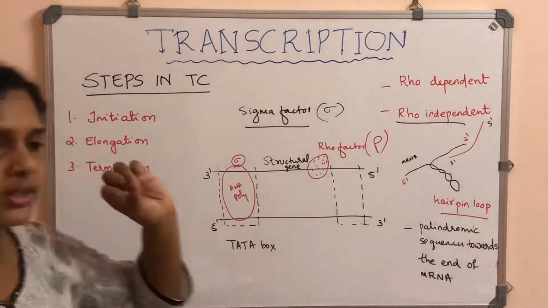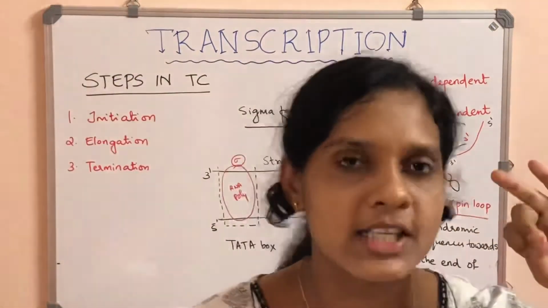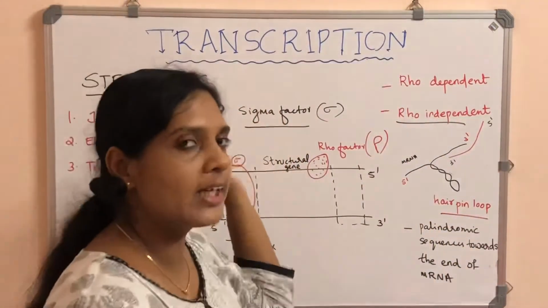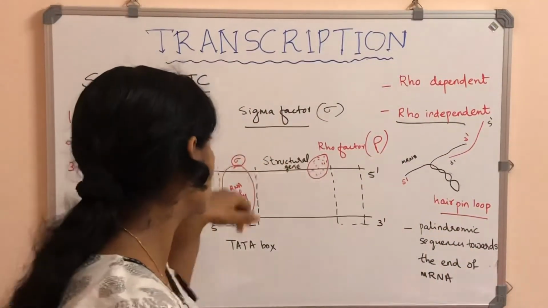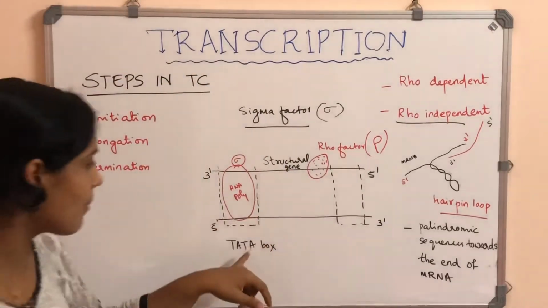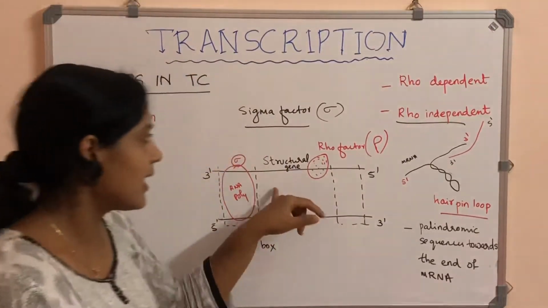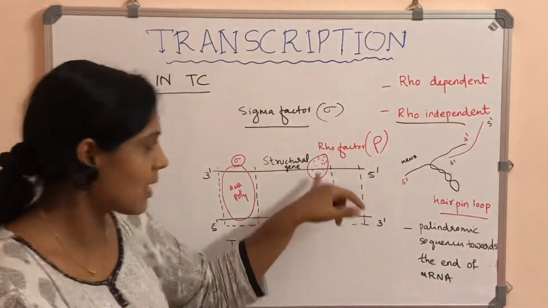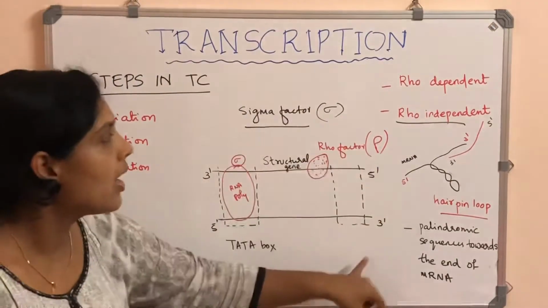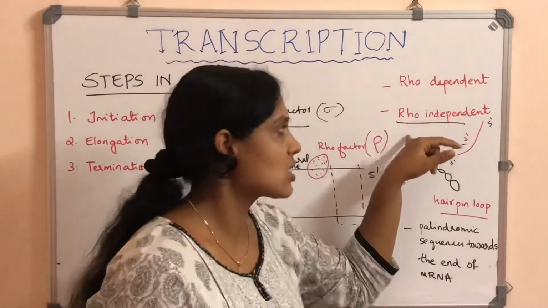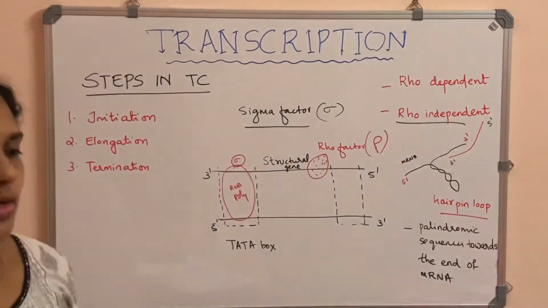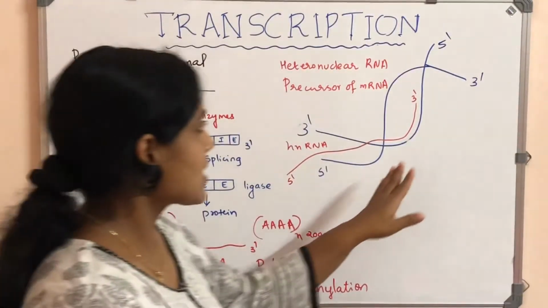It has 3 steps: initiation, elongation and termination. Initiation is aided by the sigma factor attached to RNA polymerase, which comes and binds to the TATA box. Then the synthesis of the structural gene takes place, and finally the termination through Rho dependent as well as Rho independent pathways takes place. Okay, so our transcription is over.